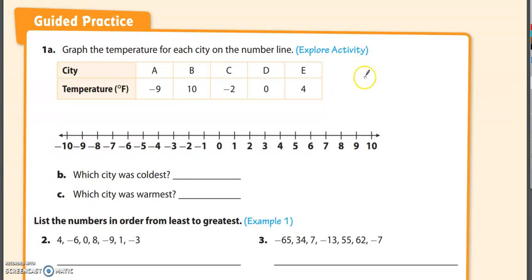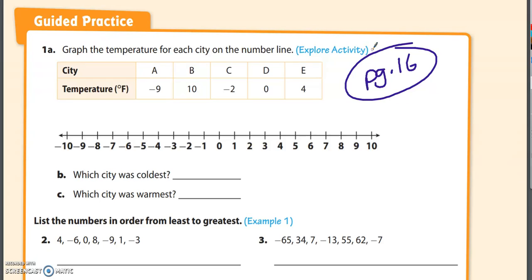Okay, we are on page 16, and this is the guided practice. What we want you to do here is go ahead and try all the problems that you can, pause the video, and resume playing the video when you're either ready to check your answers or if you need a hint.